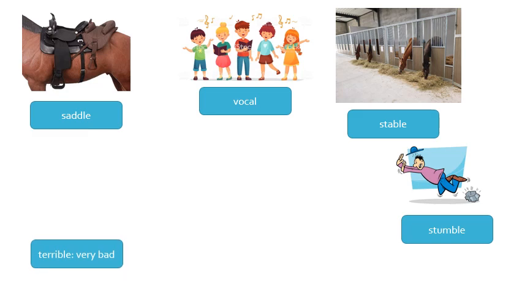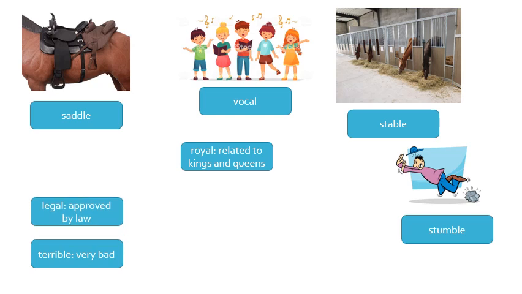Terrible. What do we mean by terrible? When we say terrible, we mean very bad. Okay. Royal. Royal, when everything is related to kings and queens, like parties maybe or meetings, we call them royal. Legal. When we say something is legal, something is approved by law, that the law says yes, you can do it.